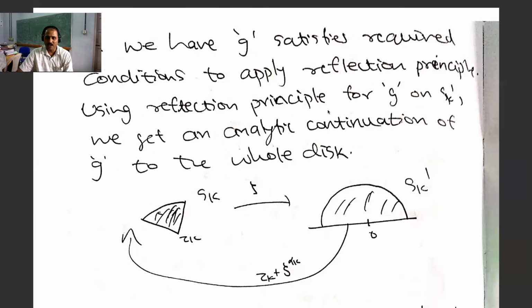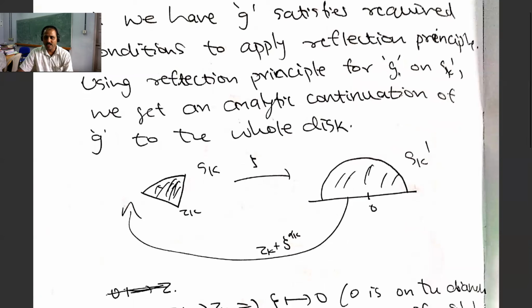So applying the reflection principle, you can obtain an extension of G to the whole disk. This is the pictorial representation. You have S_k here. Via the map zeta, it is mapped onto the upper half disk, some half disk S_k prime. From here, G will map into the open unit disk. G is the composition of this with F.